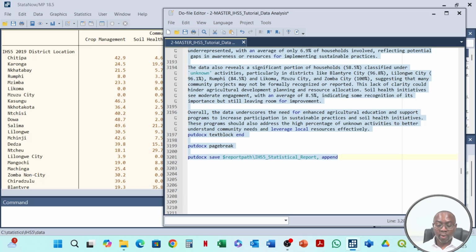So next chapter we're going to look at chapter 11, which is now looking at poverty metrics and also the subjective assessment of one's well-being in the community.